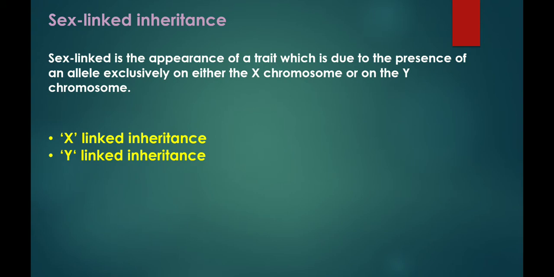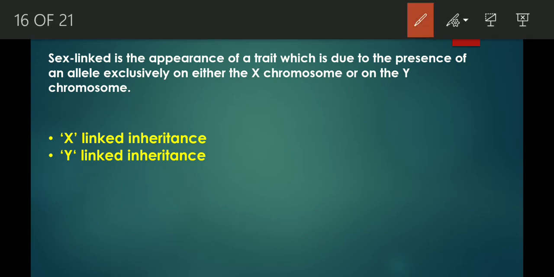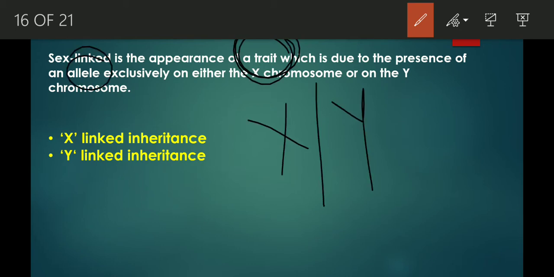Next is sex-linked inheritance. See, sex-linked inheritance is the appearance of a trait which is due to the presence of an allele either on the X chromosome or on the Y chromosome. There are two different types of sex-linked inheritance. One is X-linked inheritance, another one is Y-linked inheritance.